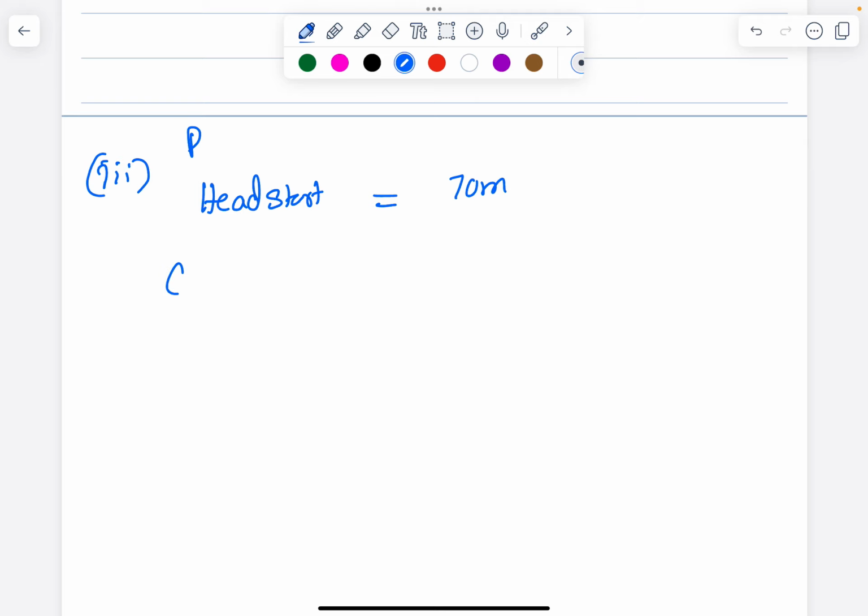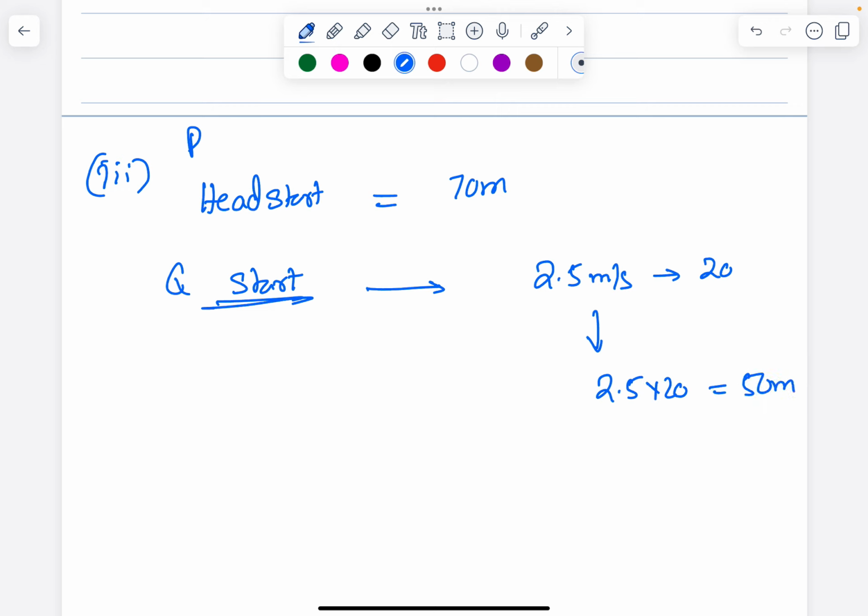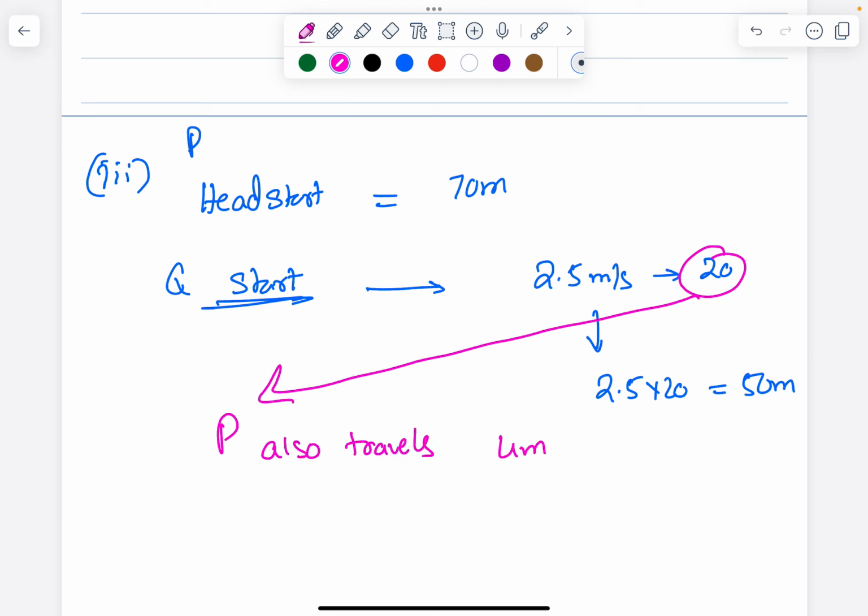Now Q will start. When Q starts, Q will be moving with a speed of 2.5 meters per second for 20 seconds. So the distance traveled by Q will be 2.5 times 20, which is 50 meters. But in these same 20 seconds, P also travels, but with a speed of 4 meters per second. So 4 times 20 is 80.